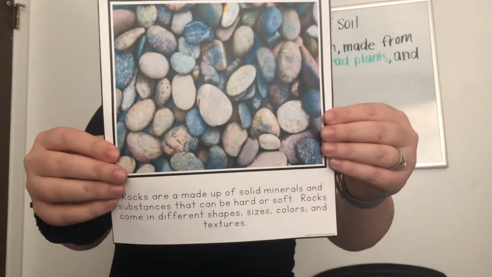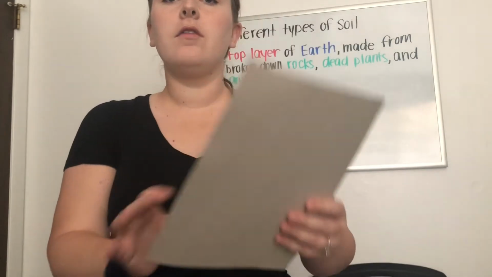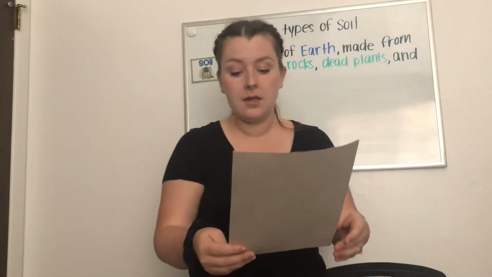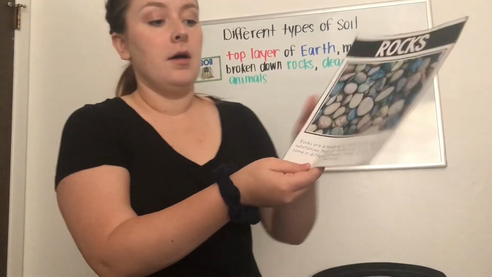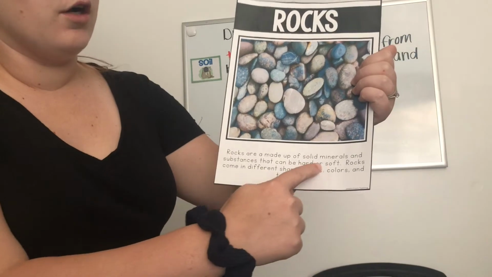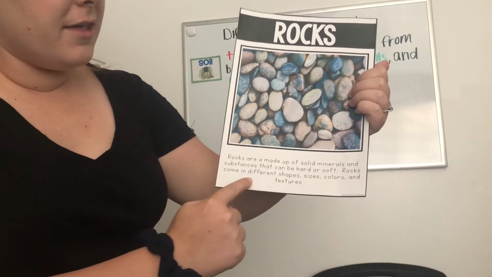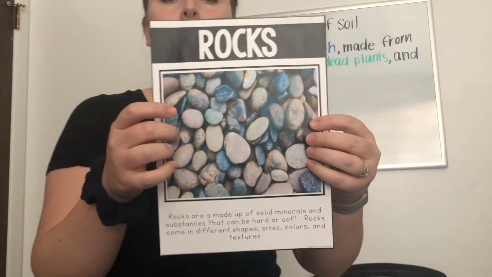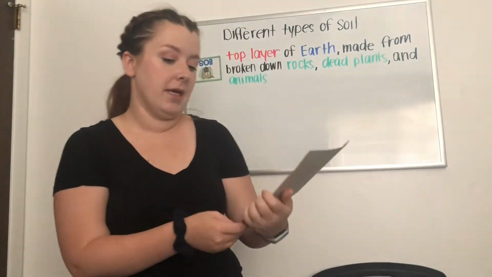Our next word is rocks. And rocks is an important word to go with soil because a lot of the soil that we're going to look at, in fact all of it, is made up of broken down rocks. Rocks are made up of solid minerals and substances that can be hard or soft. Rocks come in different shapes, sizes, colors, and textures. And we can see, so we have some rocks here, and these look like river rocks to me.